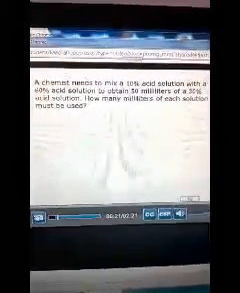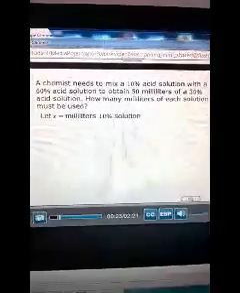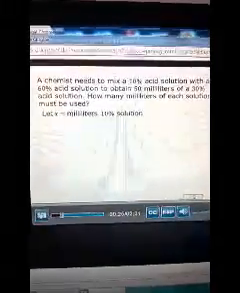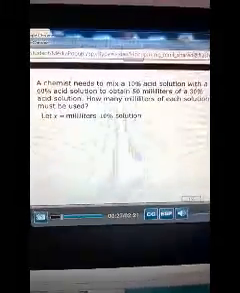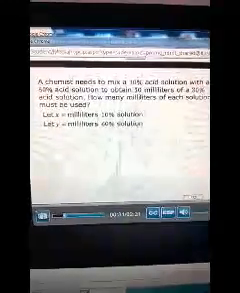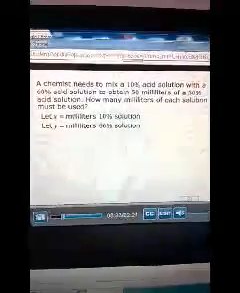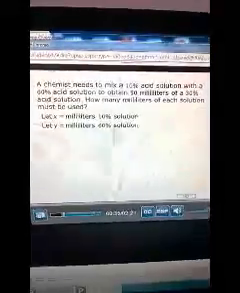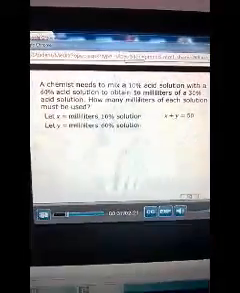First, let's assign variables. Let x represent the number of milliliters of the 10% solution used, and let y represent the number of milliliters of the 60% solution used. Since the total amount is 50 milliliters, one equation is x plus y equals 50.